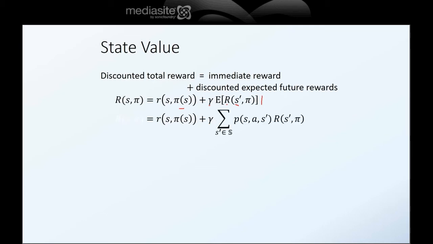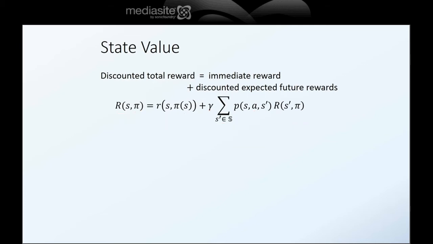Now we can rewrite that explicitly using the transition probabilities. So this is R_s pi equals immediate reward based on policy pi plus gamma times, this is the expression for the expectation of the future total reward. That's the probability of transition to state S prime times the total reward from state S prime. And of course this action A is dictated entirely by the policy pi, and this summation is carried out over all possible next states S prime.